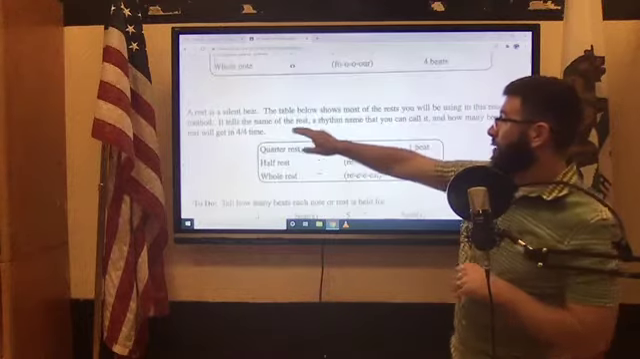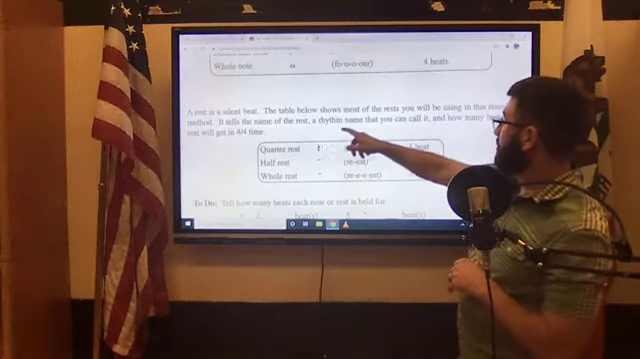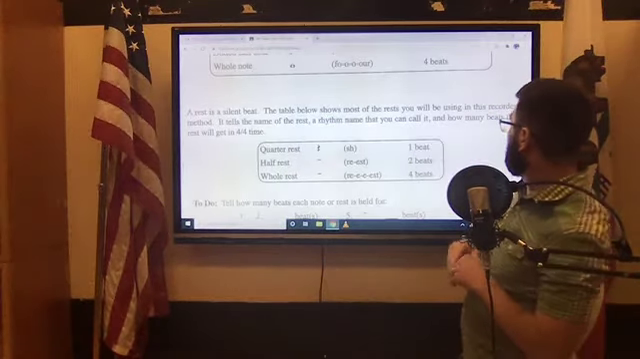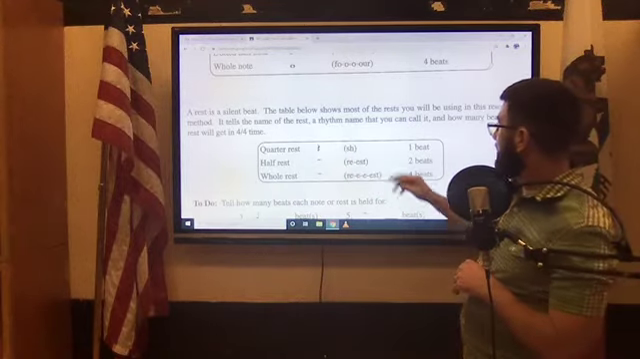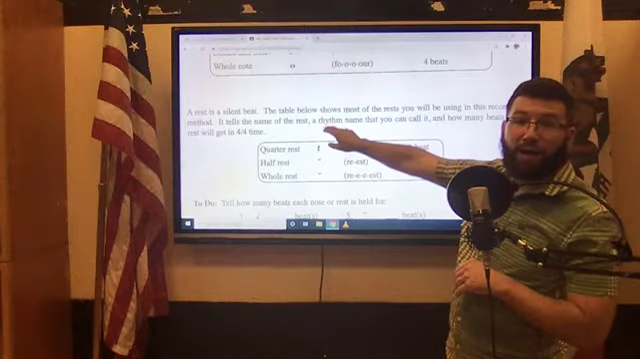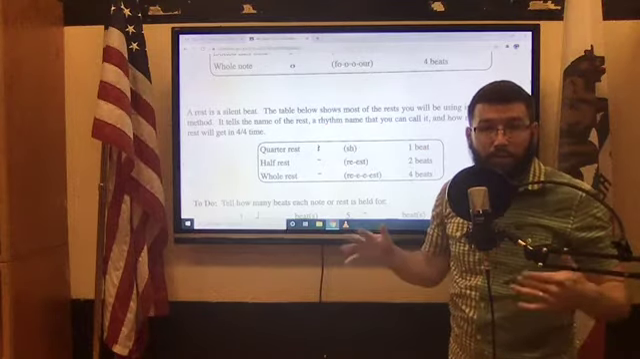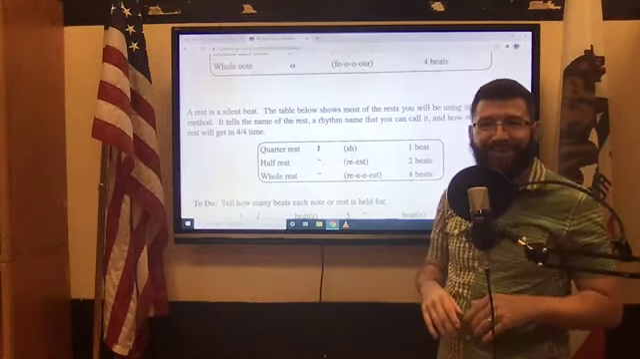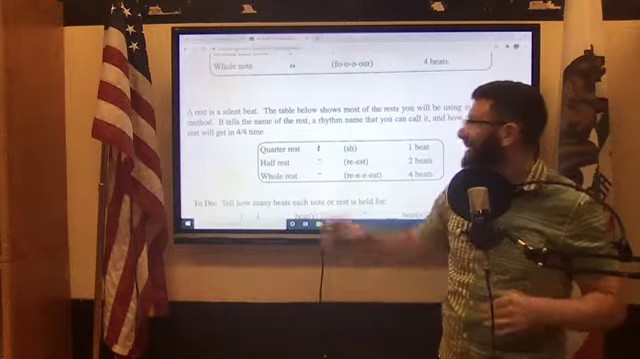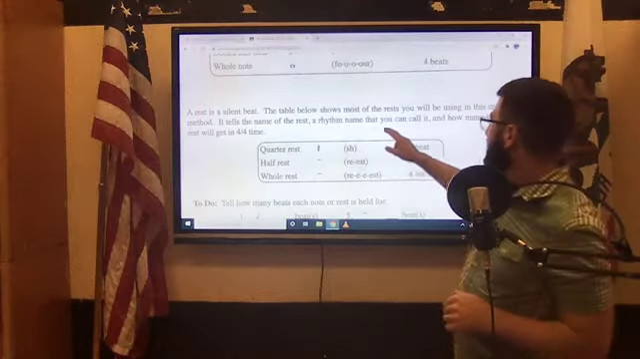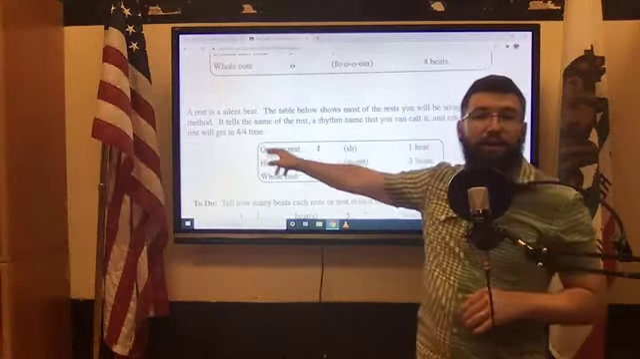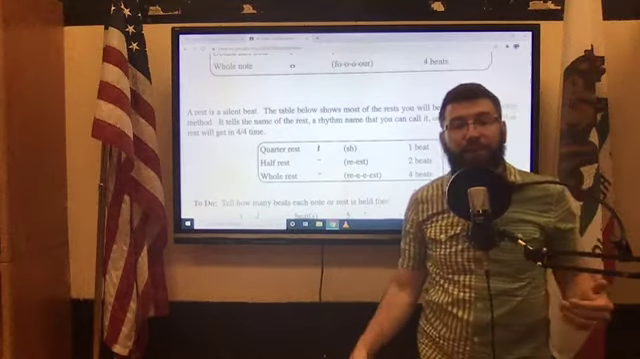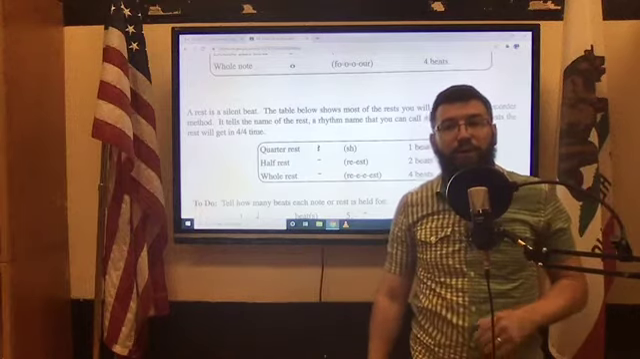All right, a rest is a silent beat. The table below shows most of the rests you'll be using in this recorder method. It tells you the name of the rest, a rhythm name. Now that's a fancy word right there. It has RH, rhythm. So we don't go rhythm. We don't pronounce the first H. But rhythm name that you can call it, and how many beats the rest will get in 4-4 time. Again, we're revisiting 4-4 time.